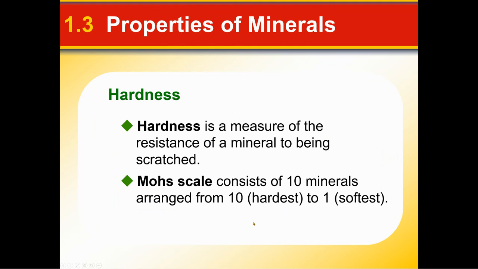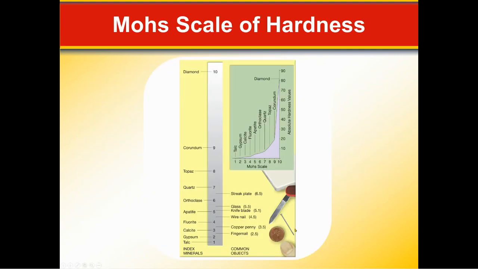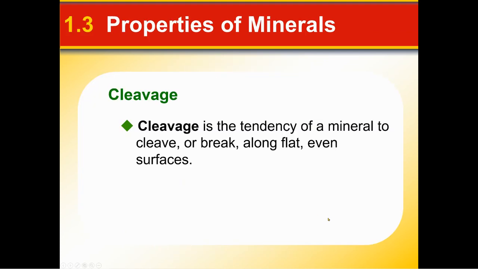Hardness is a measure of the resistance of a mineral to being scratched. Mohs hardness scale consists of 10 minerals arranged from 10, the hardest, to 1, the softest. Remember, the mnemonic. And here it is: talc, gypsum, calcite, fluorite, apatite, orthoclase, quartz, topaz, corundum, and diamond. And here we have this chart on our homework today.